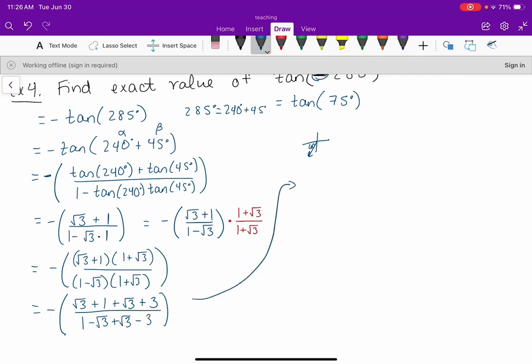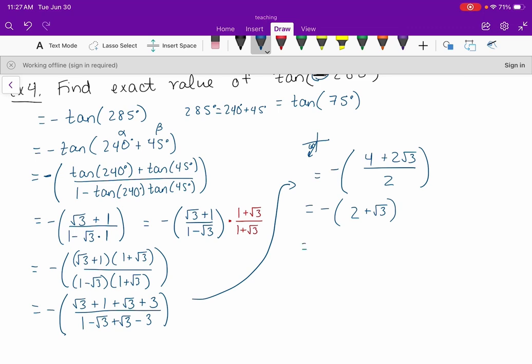I'll come up here. At the top I get 4 plus 2 root 3 divided by 1 minus 3, which is 2. This will give me 2 plus root 3, and then I have my negative I can distribute in, so negative 2 minus root 3.